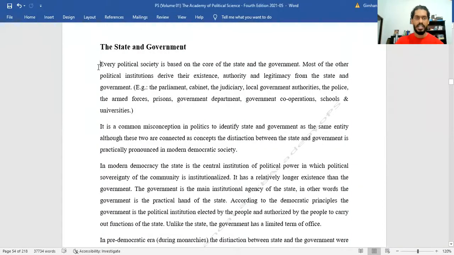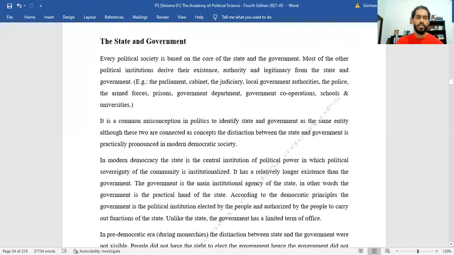Right. So there is a note for the state and government. We'll quickly read this and then we'll move on to the difference between state and government. We'll quickly discuss that. Okay. Right. Let's get someone to read this. Shane sir, can you read the state and government for us, please?